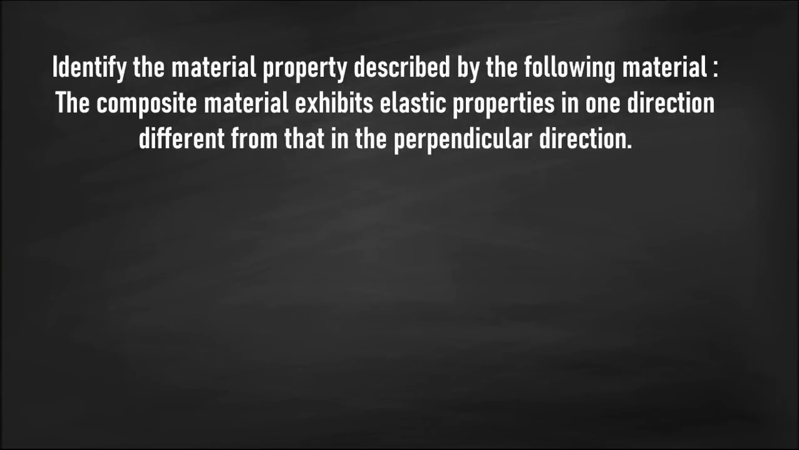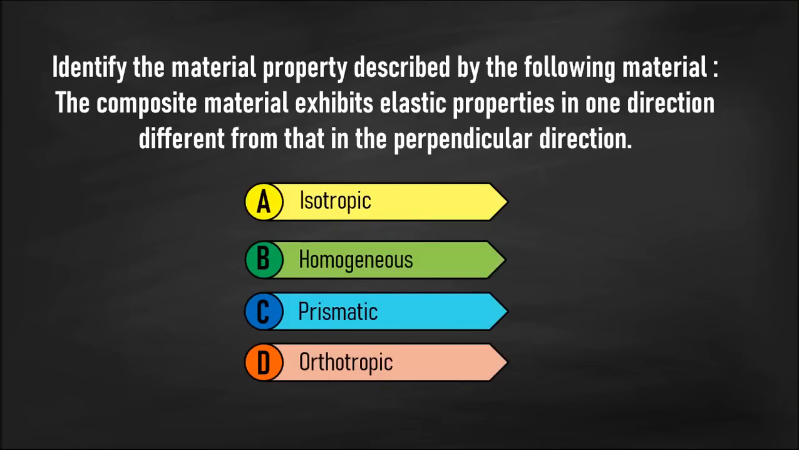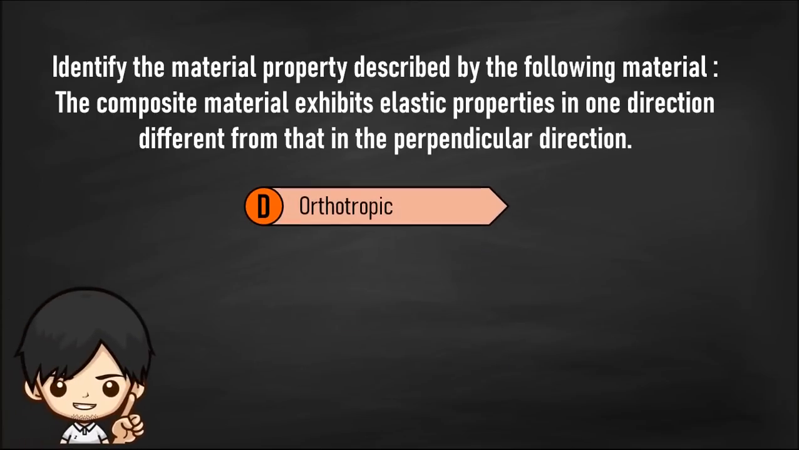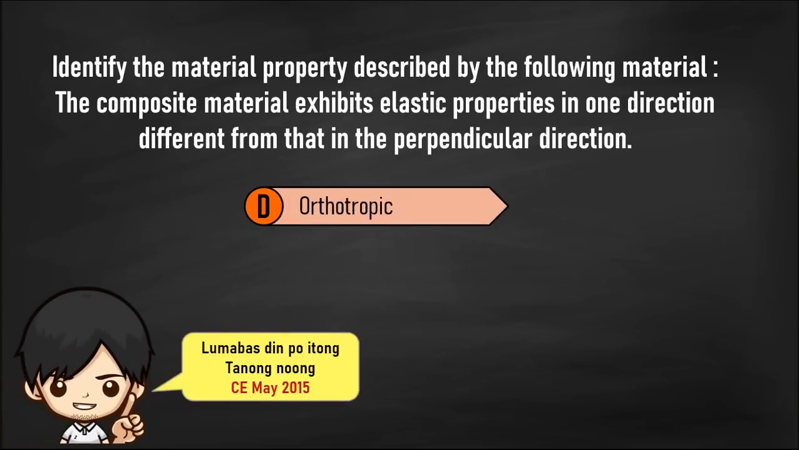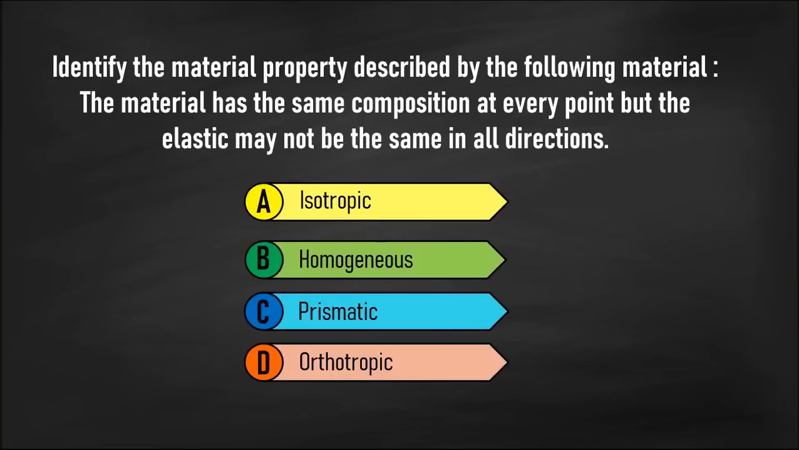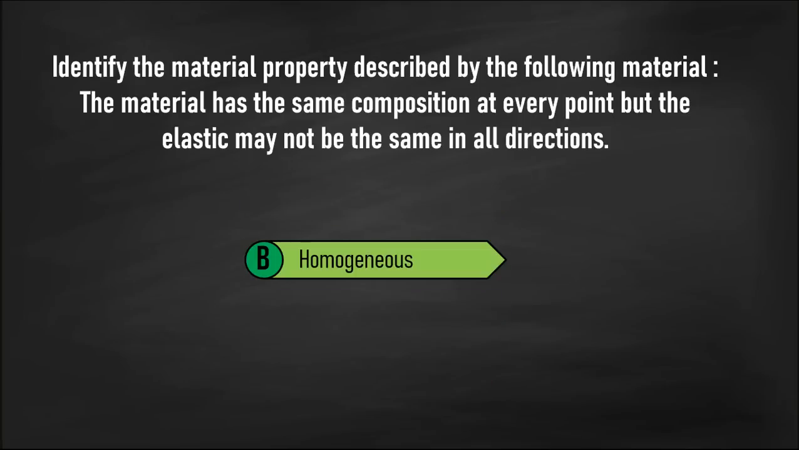Identify the material property described by the following material. The composite material exhibits elastic properties in one direction, different from that in the perpendicular direction. Orthotropic. Identify the material property described by the following material. The material has the same composition at every point, but the elastic properties may not be the same in all directions. Homogeneous.